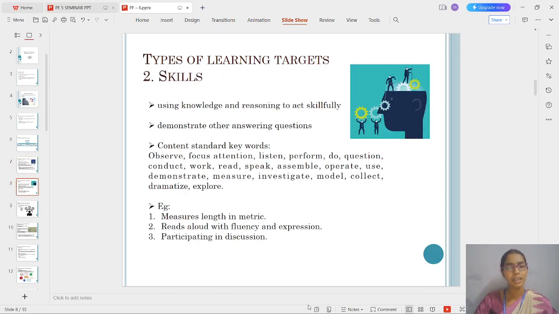Then the skill level learning targets. For example, the student uses the knowledge that he or she acquired and the reasoning ability to act skillfully. Here the content standard keywords used are observe, listen, perform, do, question, conduct, etc.